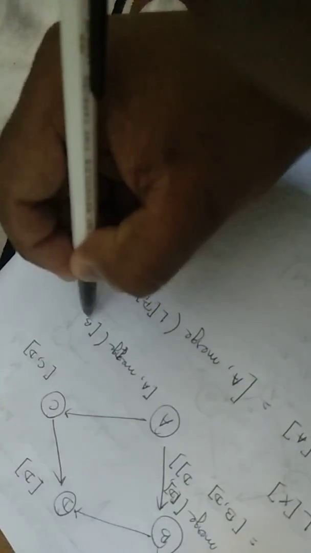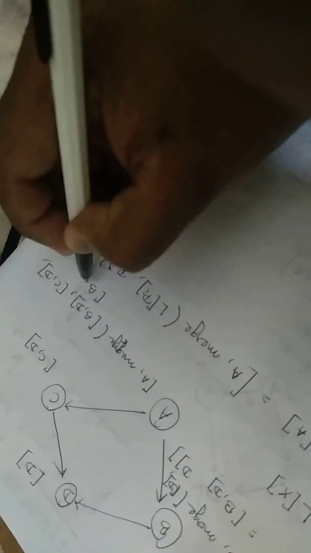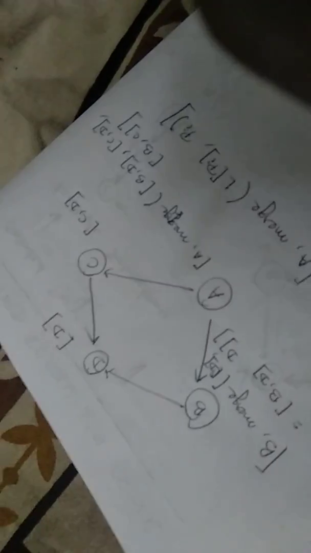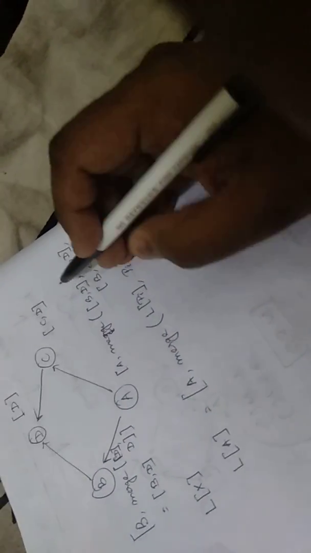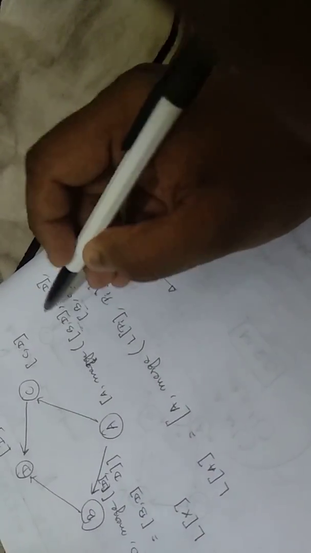Now for A, what will it be? A will be A plus the merge of the linearization of B, which is B comma D, the linearization of C, which is C comma D, and its parents, which are B and C. Now, how to do this merge? Let's do this merge. Check from beginning to end the head of all the lists.